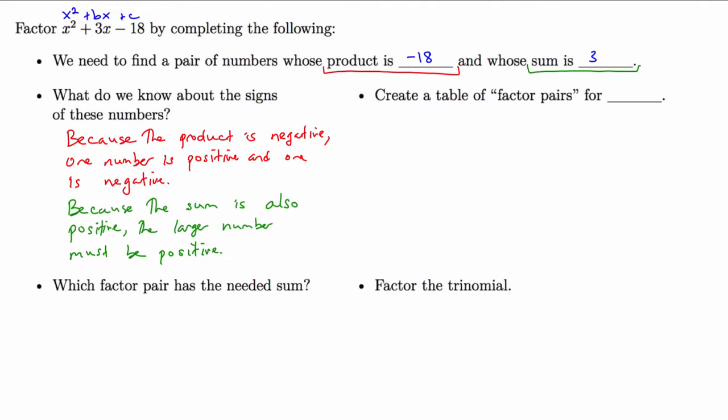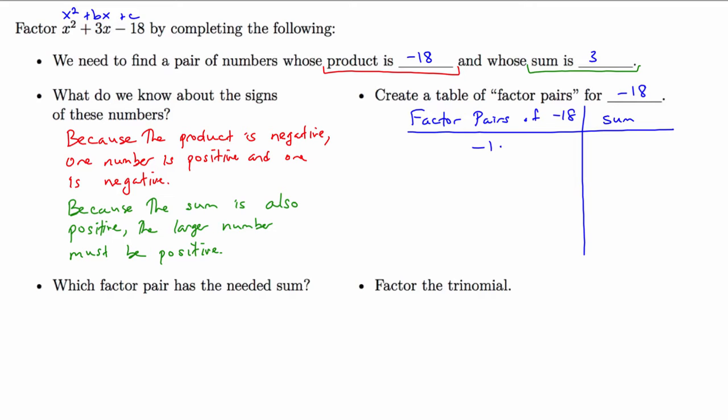Now, using that information, that we're looking for numbers who multiply to make negative 18, and one of them will be positive, one will be negative, and the larger one has to be positive, we can start to construct a table of factor pairs for the number negative 18. So the first column of this table will have the factor pairs of negative 18. The second column will then have the sum of those factor pairs. So we begin by looking at what multiplies to make negative 18, keeping in mind that the larger number must be the positive. So negative 1 times 18, negative 2 times 9, negative 3 times 6.